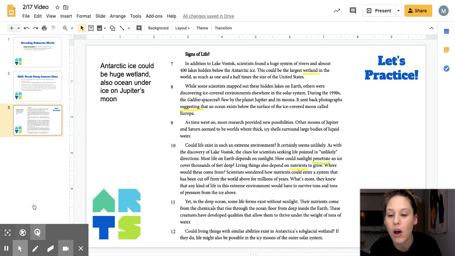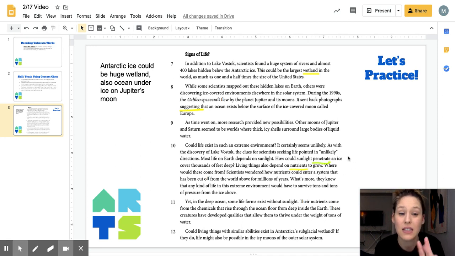Okay, so let's pause there. We don't know what these two words mean in this context. We may know what these words mean in other contexts, but we don't know anything about ice in the Antarctic or in outer space. So let's figure out which one is worth us spending our time on. So we have to go back. How could sunlight penetrate an ice covered thousands of feet deep? If it's saying thousands of feet deep, and it's sunlight, so sunlight happens on the top, something deep, so to get down to, right? So we can guess that quickly.